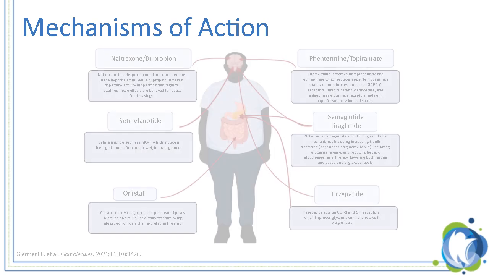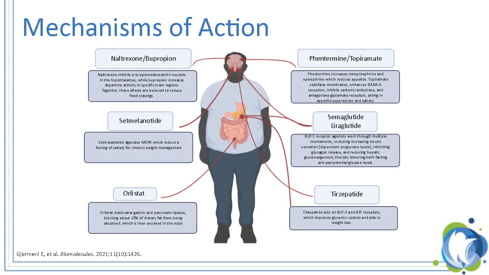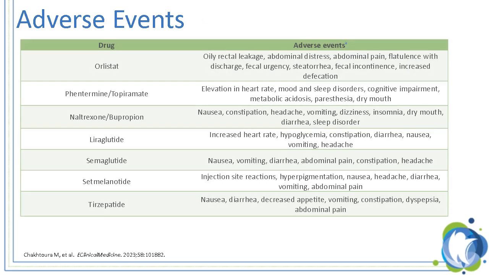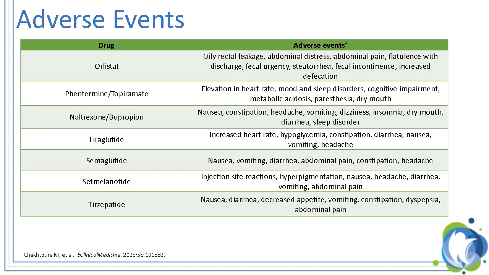This slide shows where in the body the different medications work, and it's very interesting to see that aside from orlistat, which only works in the gut, all of the others work in the brain, and they really impact the very complicated physiologic processes that impact hunger and cravings. So here's a list of the adverse events of the different medications. I won't go through all of these.